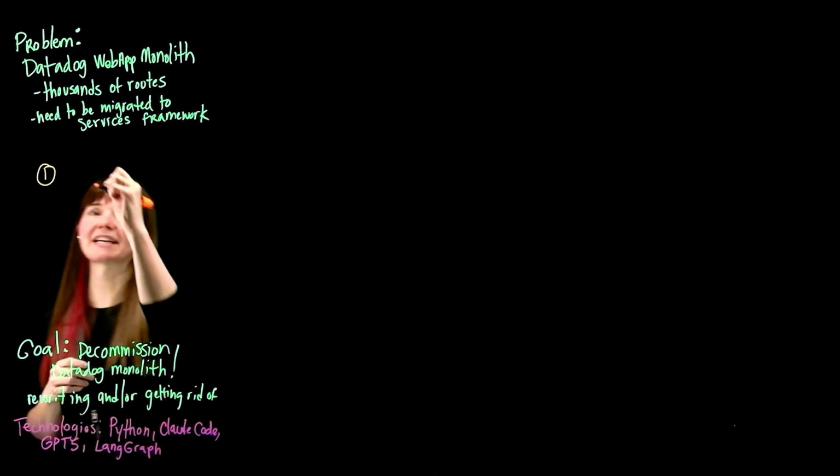So we've already pre-created the set of services that we want the routes to end up in. And so we say, hey, workflow, you're going to take this route, which currently lives over here, and you're going to rewrite it into the service, which lives over there. We refer to this as gather and plan.